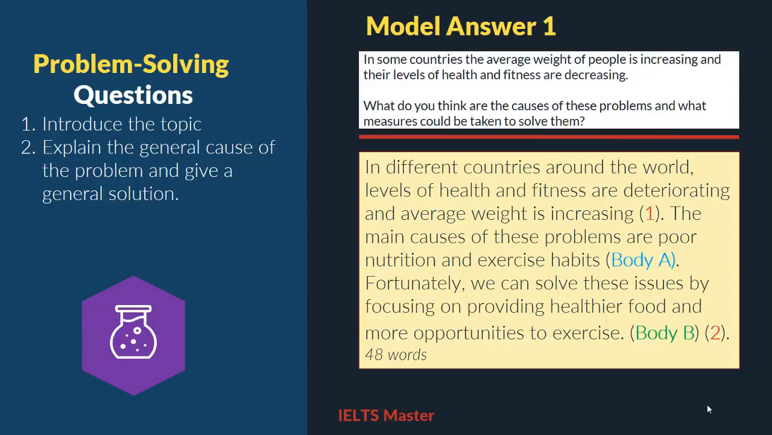And the sample answer, the model answer. In different countries around the world, levels of health and fitness are deteriorating, and average weight is increasing. The main causes of these problems are poor nutrition and exercise habits. Fortunately, we can solve these issues by focusing on providing healthier food and more opportunities to exercise. Okay? So number 1 on the left, I'm introducing the topic in this very first sentence. And number 2, explaining the general cause. Well, here we can see poor nutrition and exercise habits. And the solution, providing healthier food and more opportunities to exercise.